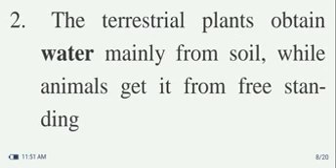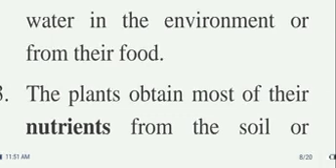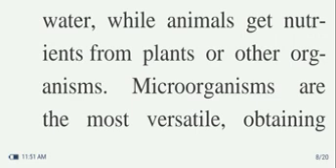The terrestrial plants obtain water mainly from soil, while animals get it from free standing water in the environment or from their food. The plants obtain most of their nutrients from the soil or water, while animals get nutrients from plants or other organisms.